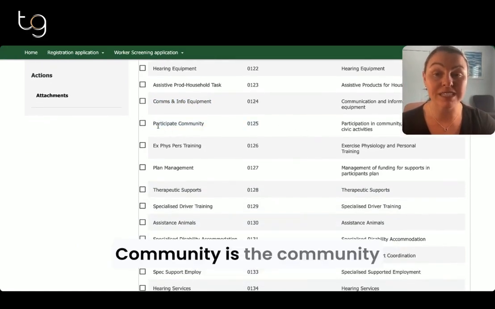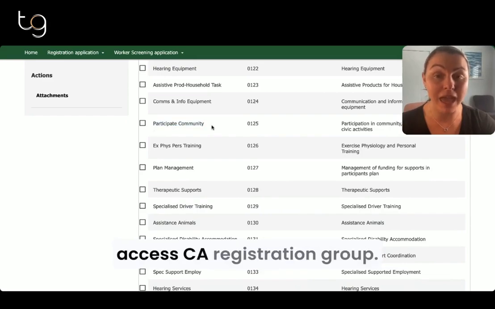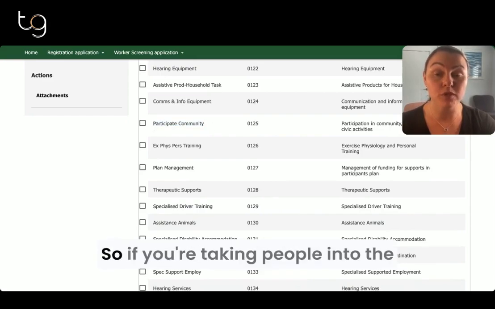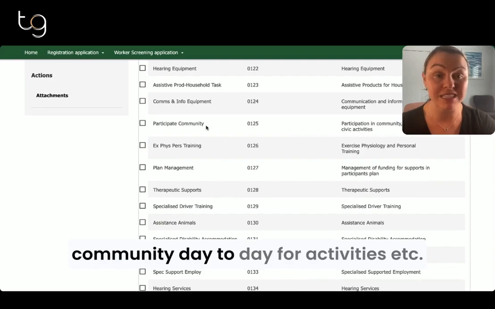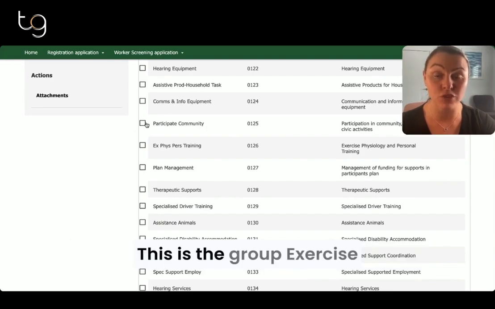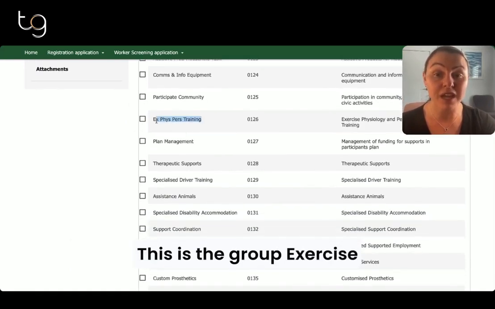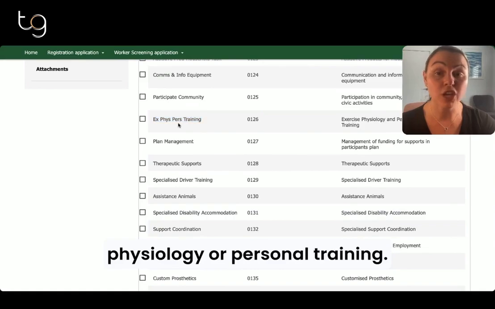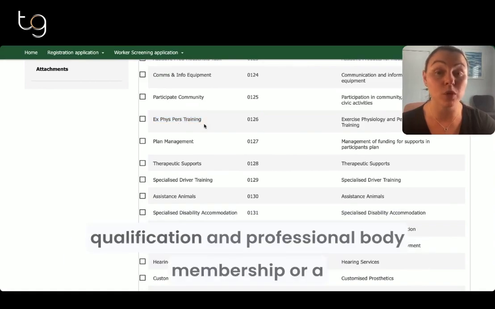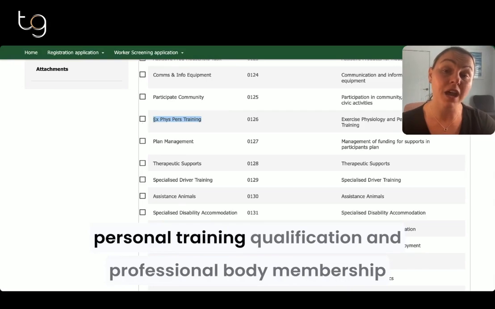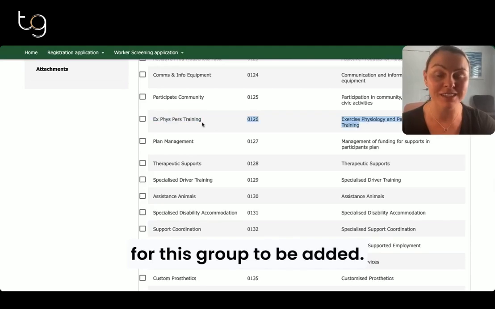Participate Community is the community access, CA, registration group. So if you're taking people into the community day to day for activities, etc., this is the group. Exercise physiology or personal training. You need to have an exercise physiology qualification and professional body membership, or a personal training qualification and professional body membership for this group to be added.